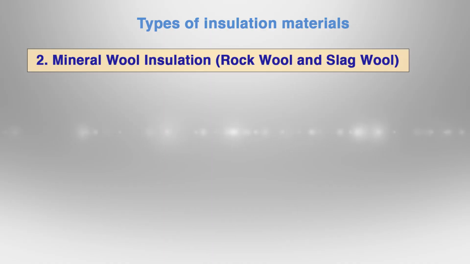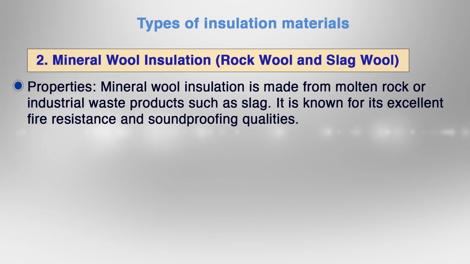Second one is mineral wool insulation, like rock wool and slag wool. It has some properties. Mineral wool insulation is made from molten rock or industrial waste products such as slag. It is known for its excellent fire resistance and soundproofing qualities.